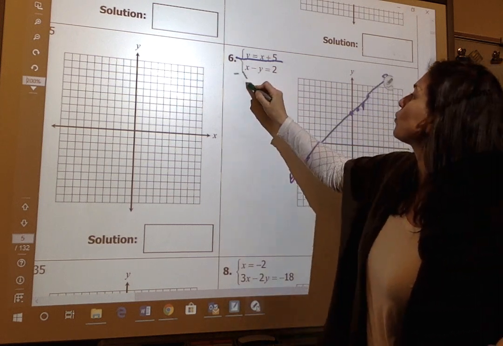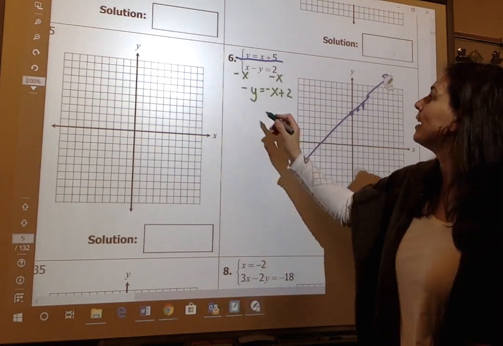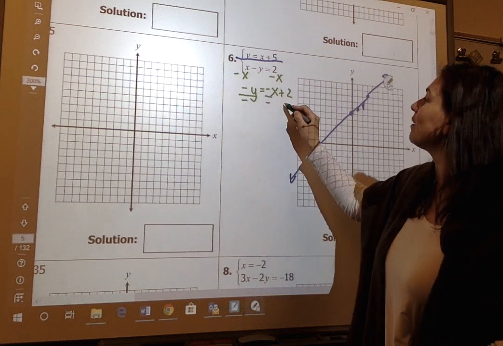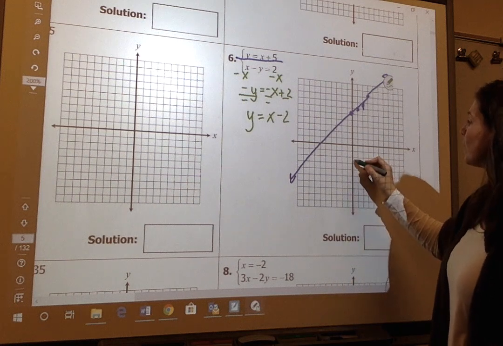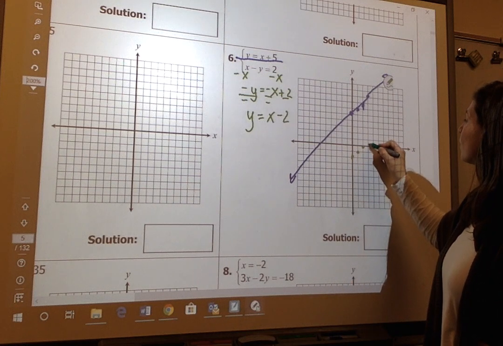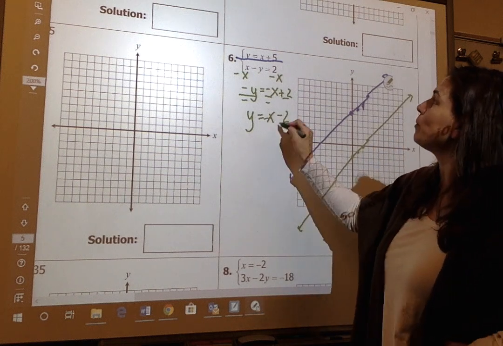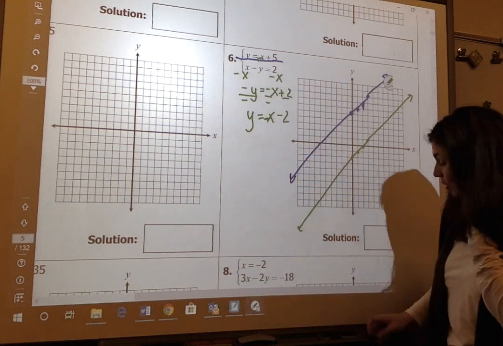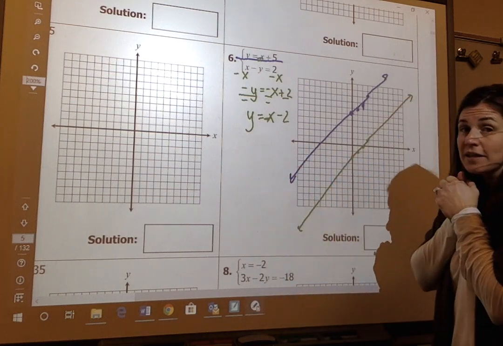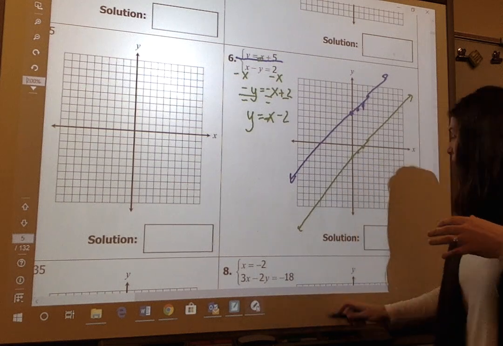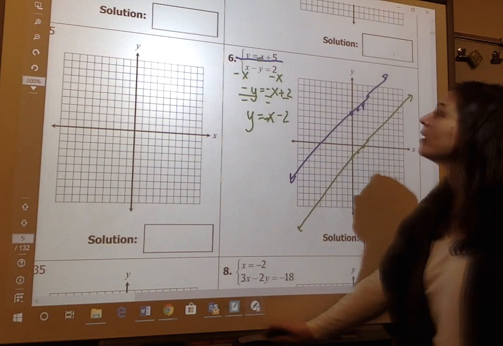And on this one, I'm going to subtract x on both sides. I get negative y equals negative x plus 2. And now I'm going to divide everything by negative 1, which makes it y equals x minus 2. So here's negative 2, up 1 over 1, up 1 over 1, up 1 over 1. Now, I already know that my slopes are the same. So what do you know about the same slope? Parallel lines. So how many times do these lines intersect? They don't. So there is no solution. No solution. Got it? All right.